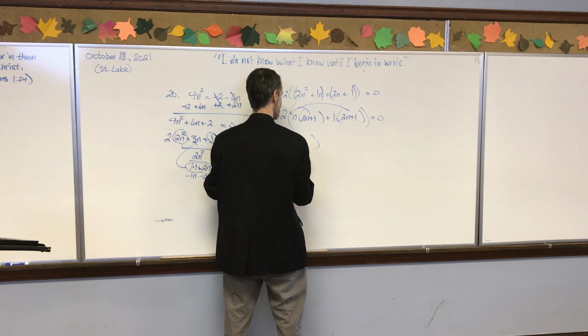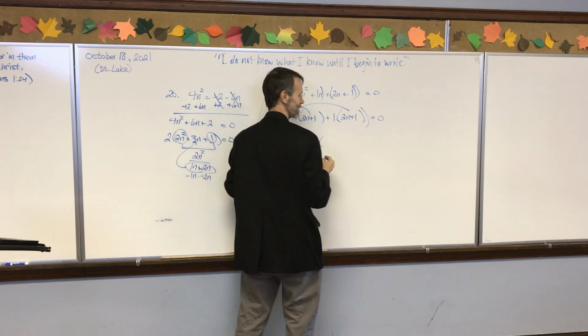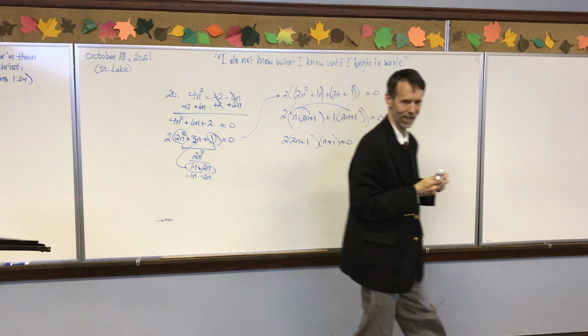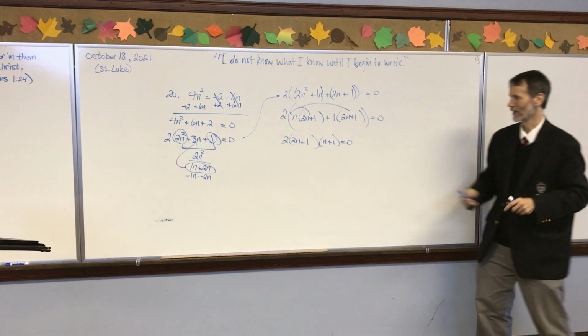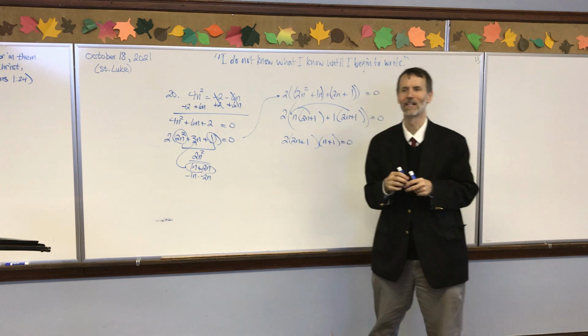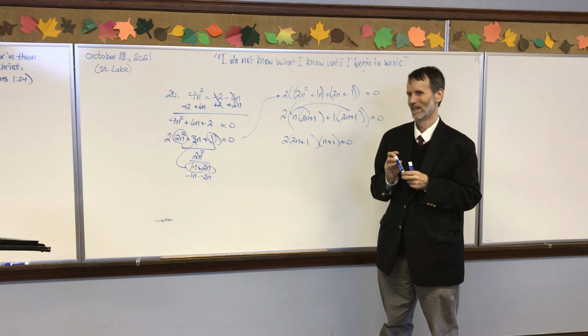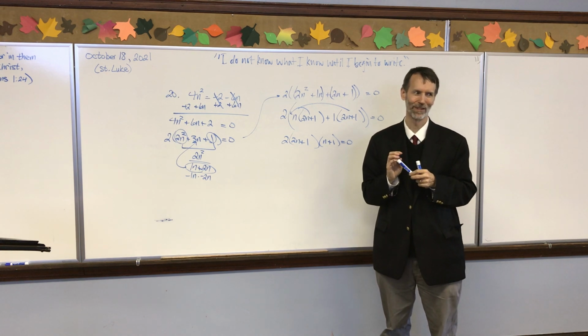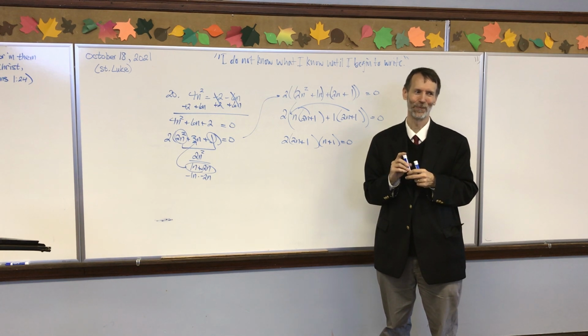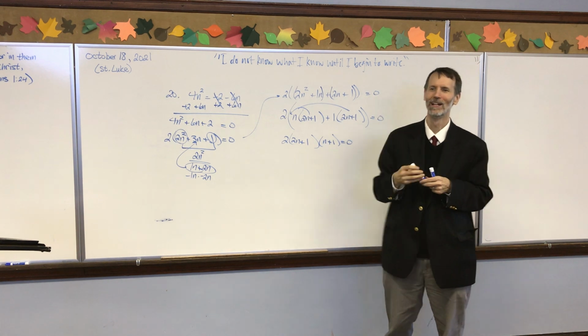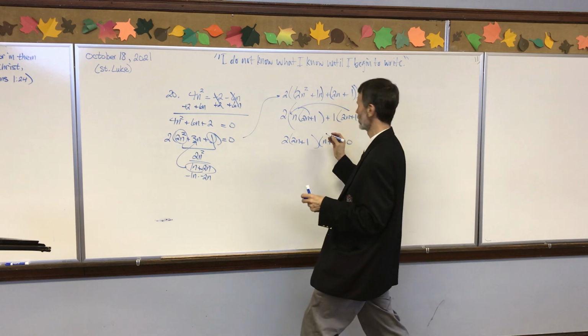So 2 parentheses, 2n plus 1, followed by n plus 1. Yes. Somebody tell me how to solve this. I've got something times something equals 0. How do you do that? There's a property that'll come galloping to the rescue. It's the property of 0. Put it away. The zero product property.